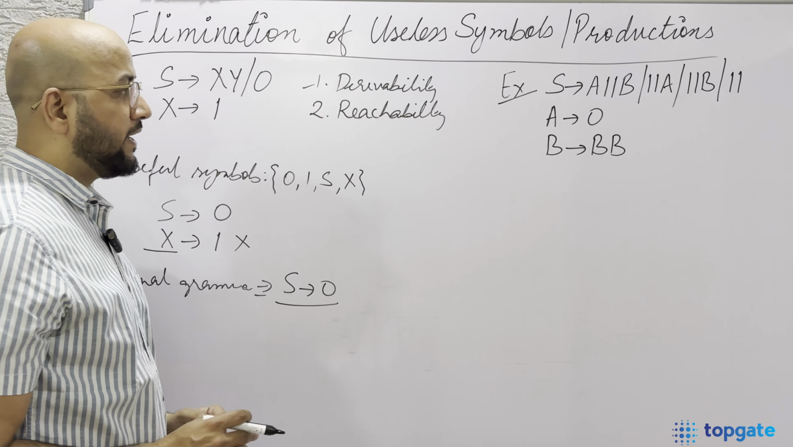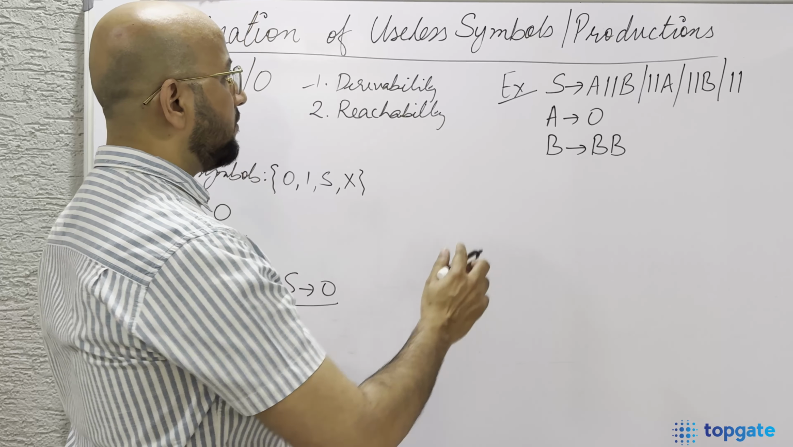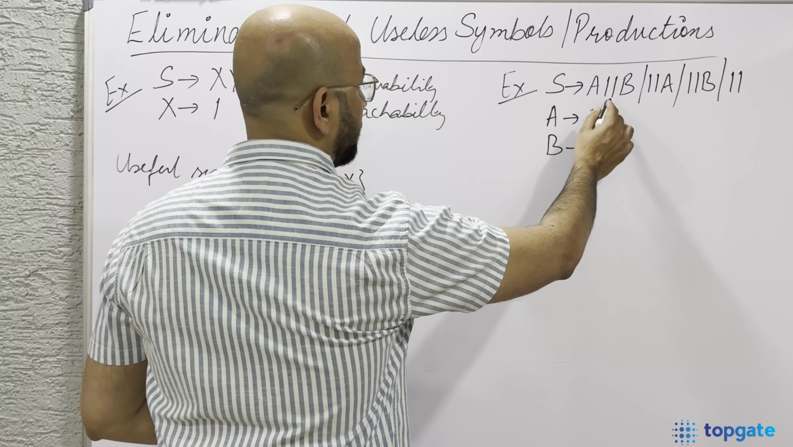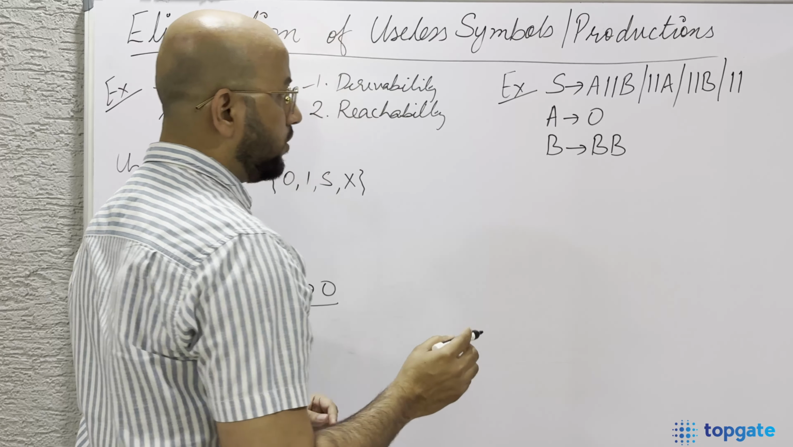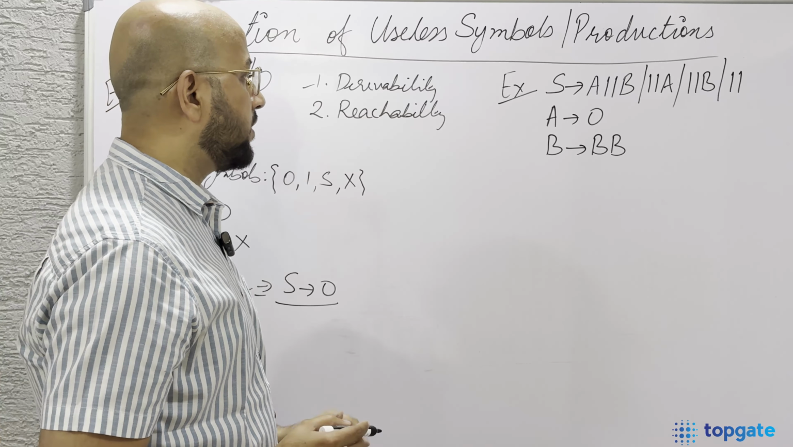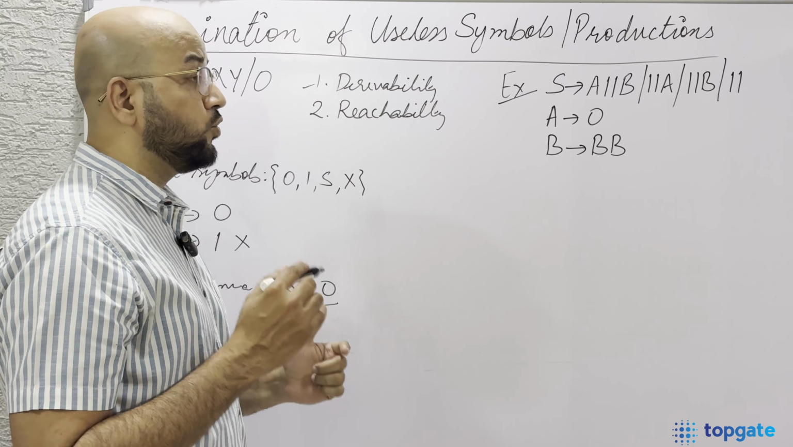Okay, so now let's move on to the next example. You can see here we have S, A, B, 3 variables, and in that one you can see we have 0 and 1, so only 2 terminals, and we have 3 non-terminals also. So in that one also, we'll first try to find out the useful symbols.